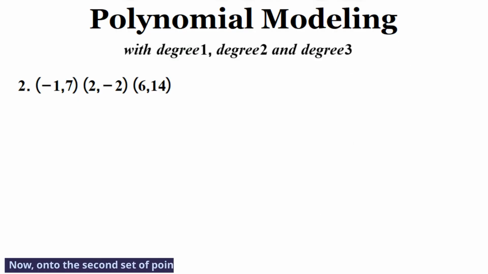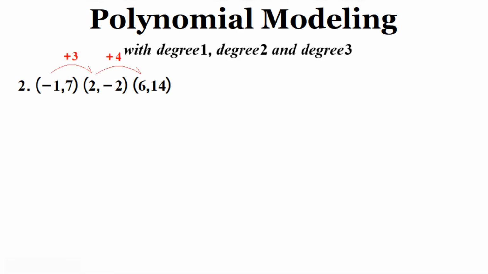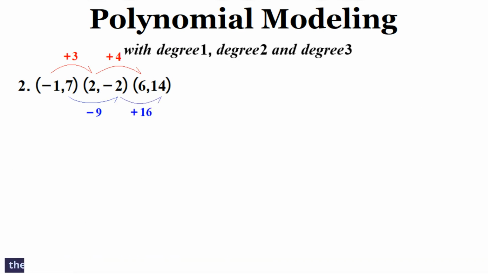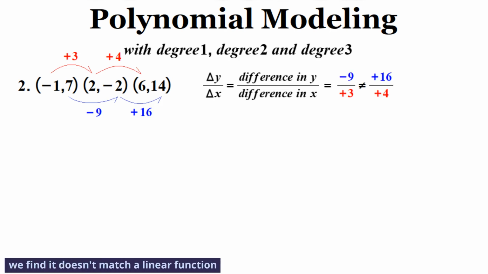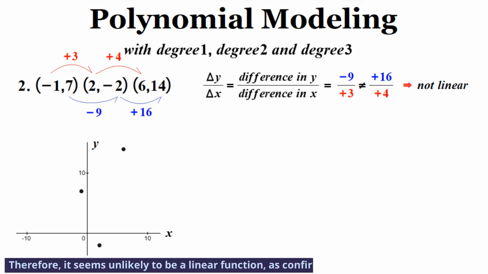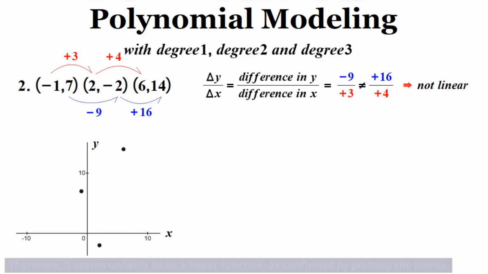Now, onto the second set of points. The x increase is 3, followed by 4. The corresponding y increase is -9, then 16. Calculating the slope as before, we find it doesn't match a linear function. Therefore, it seems unlikely to be a linear function, as confirmed by plotting the points.